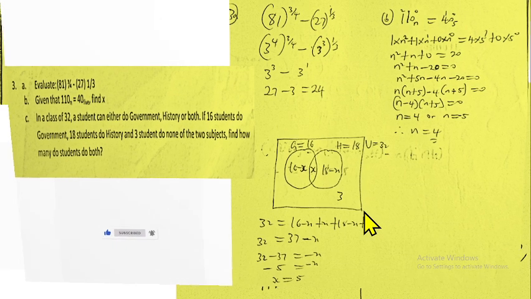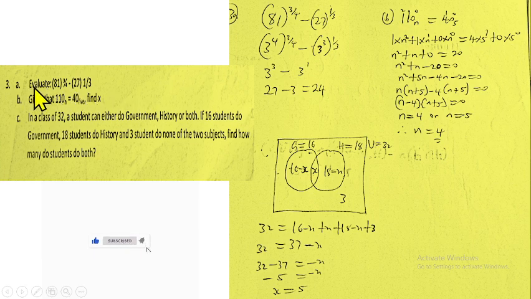Question number 3 now. We have indices, number base, and Venn diagram. So the first, 3a, is evaluate 81 raised to the power 3 over 4 minus 27 raised to the power 1 over 3. It is not well typed, but I've rewritten it properly. This one means, what is the fourth root of 81? That is 3. Then we're having 3 raised to the power 3 left.